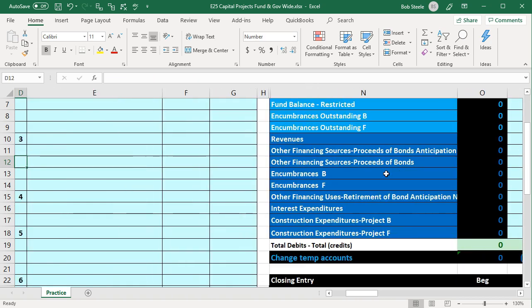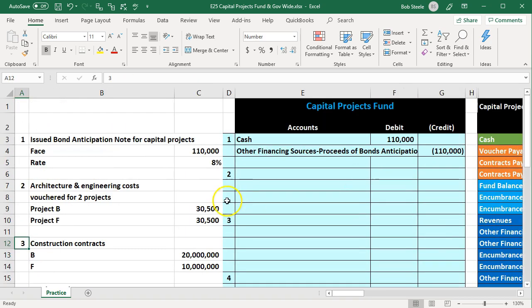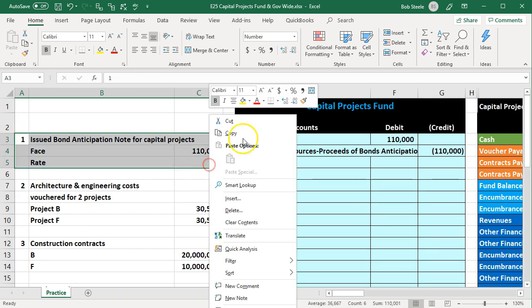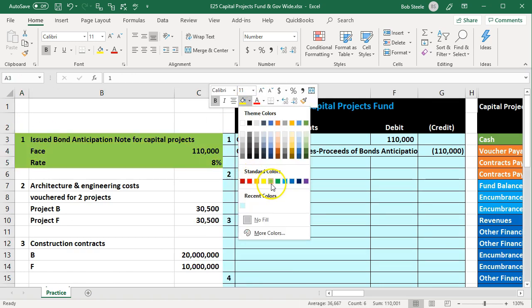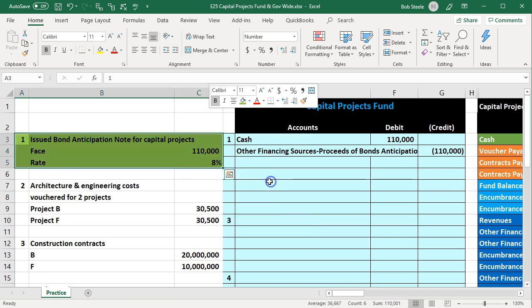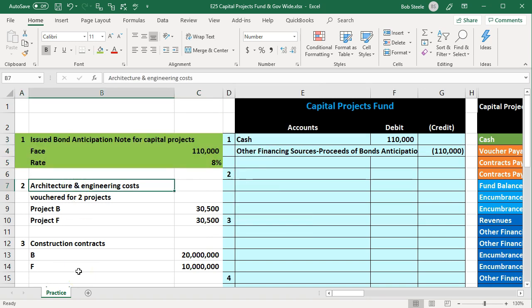So let's go back over, see what our next transaction is. We are now on number 2. It might be a good idea to highlight these as we go and say that one's done. I'll make it green to indicate that it has been completed. Number 2, architecture and engineering costs vouchered for 2 projects, Project B and Project F.